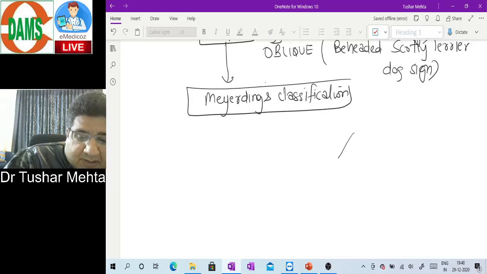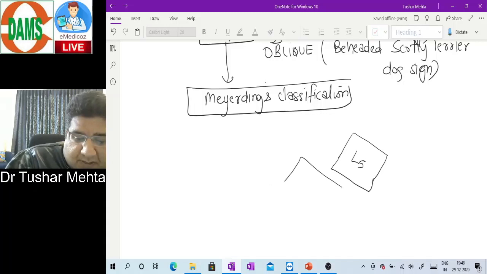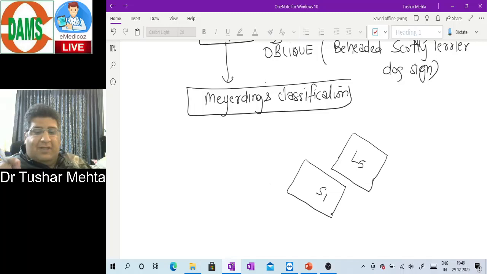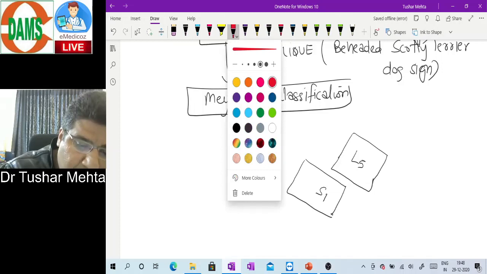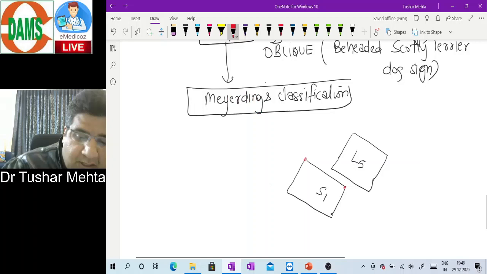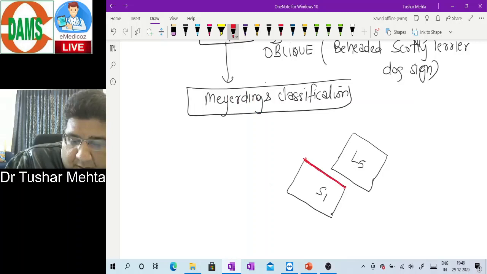Let us say, for example, this is L5, and let us say this is S1. Now, what I'm trying to tell you is, you have to listen to this. You have to first delineate the superior border of the inferior vertebral body. So S1 is the inferior vertebral body. This is the superior border between these two red dots. Yes or no? Yes. Now draw a line connecting the two.